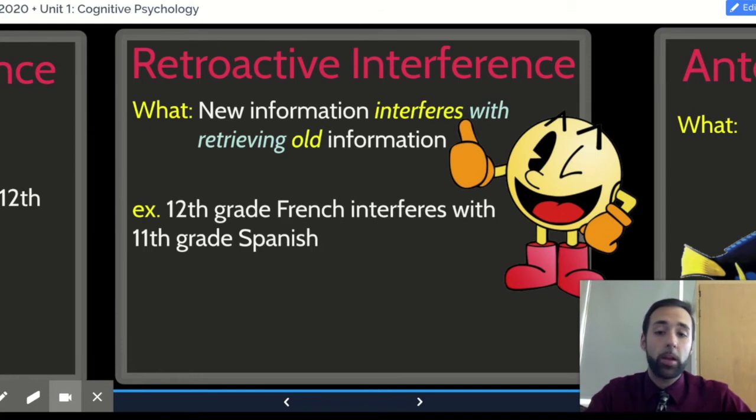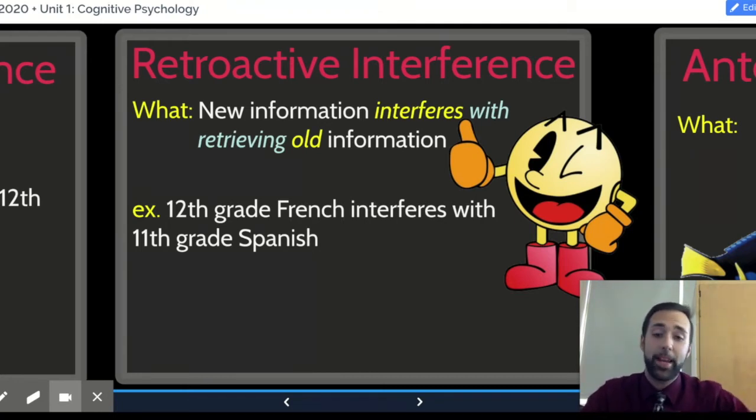The opposite is what we call retroactive interference. So this is the total opposite. This is when somebody asks you, hey, do you remember 5 years ago, what was your homeroom? And you say, oh, wait a minute, I don't remember my homeroom from 5 years ago, because all of a sudden you've had all of these new years and potentially new homerooms that are interfering with your ability to remember that information.